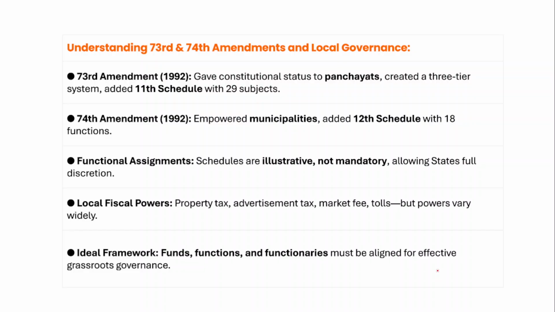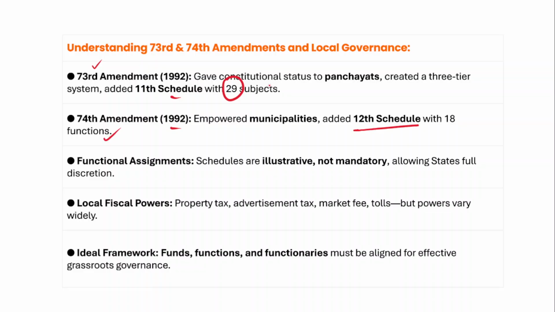So let's understand the 73rd and 74th Constitutional Amendment Acts, because the 73rd Constitutional Amendment Act 1992 created a 3-tier Panchayati Raj system in most of the states. At the same time, it added the 11th Schedule to the Indian Constitution and Part 9 as well. And this 11th Schedule consists of 29 functional matters. However, the 74th Constitutional Amendment Act has empowered municipalities and added the 12th Schedule with 18 functions.